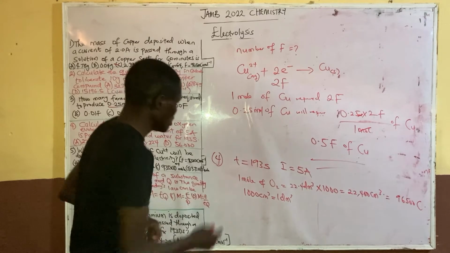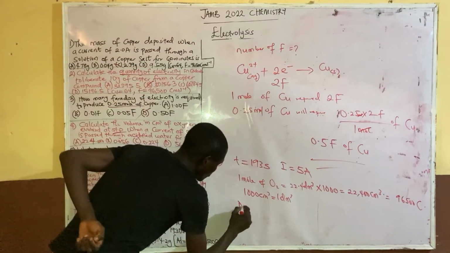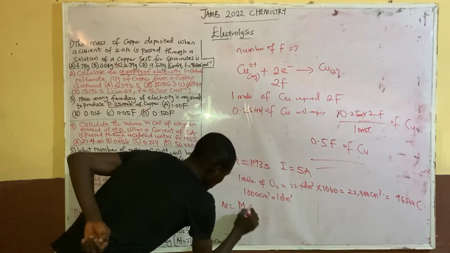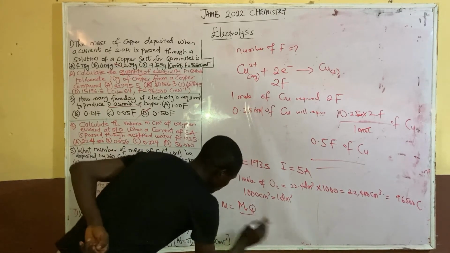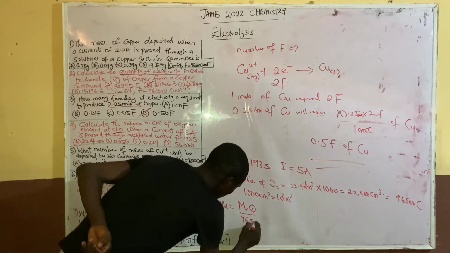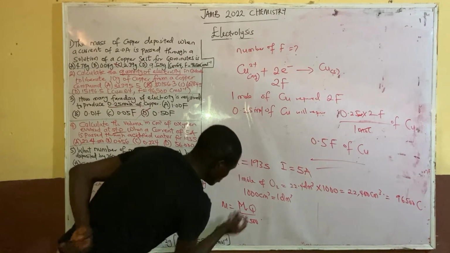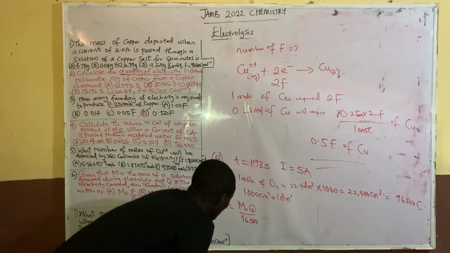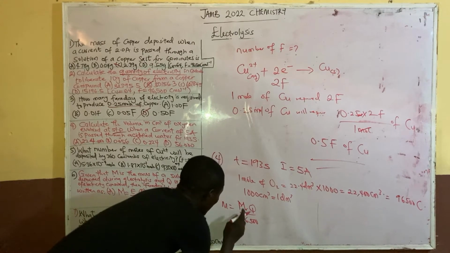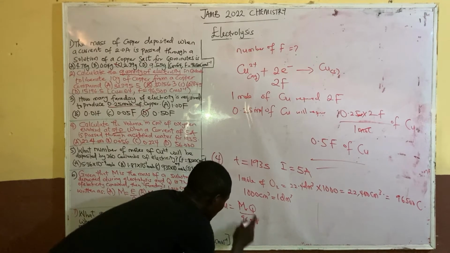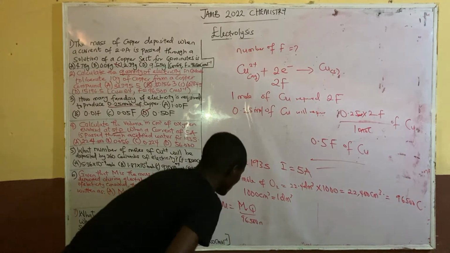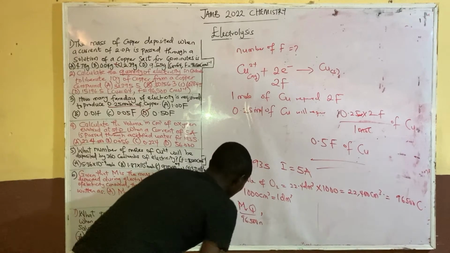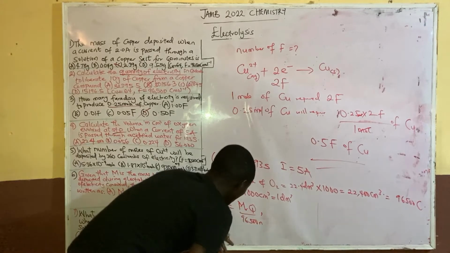So now let's do it. M over Mr. equal to Q all over 96,500 N. Since we are dealing with 1 molecule of oxygen, N is 1. Just know that, so we don't need to carry that. So if you make this one now, we have what?